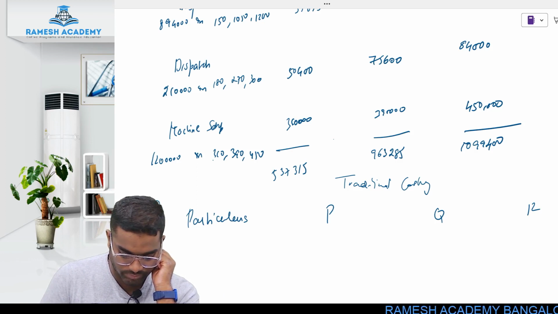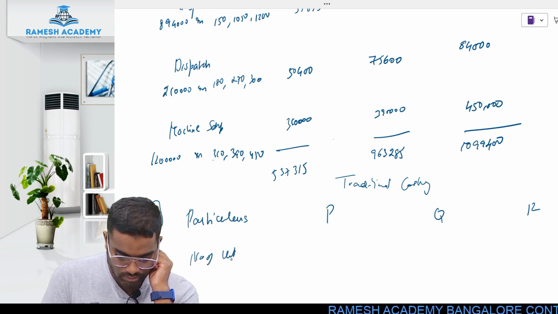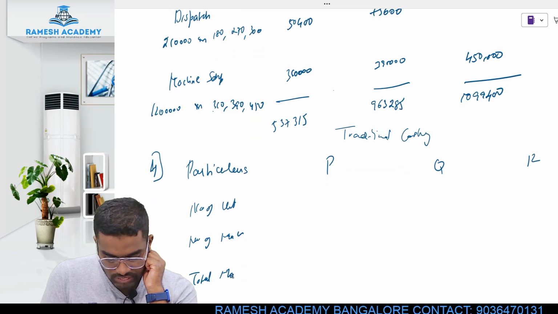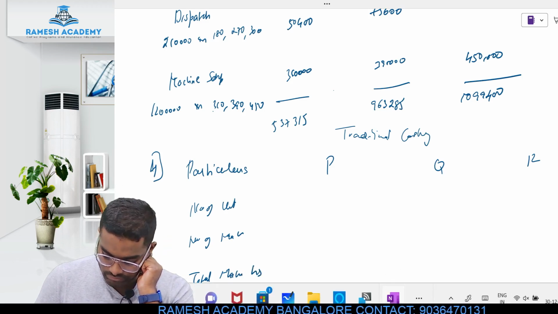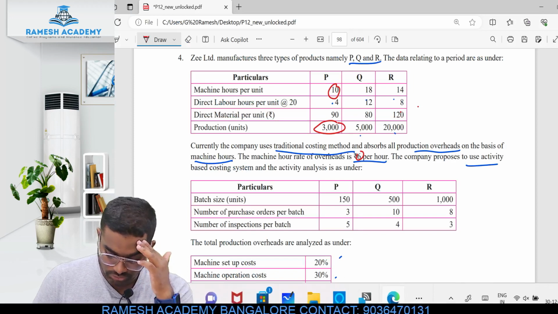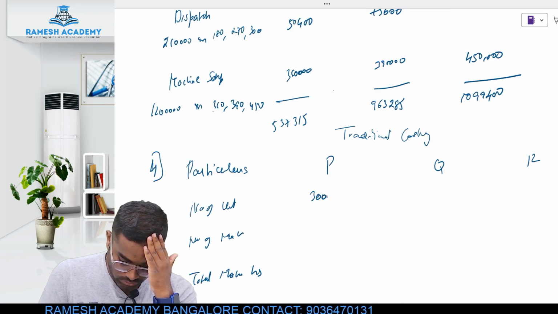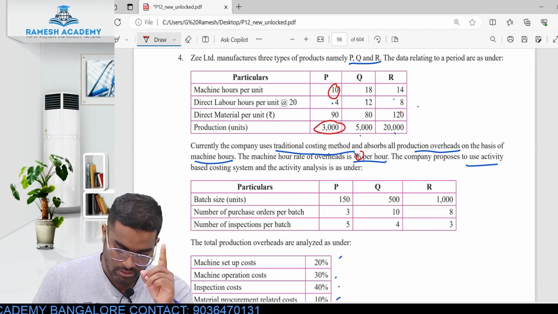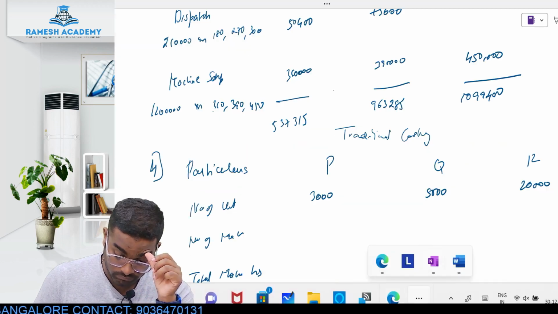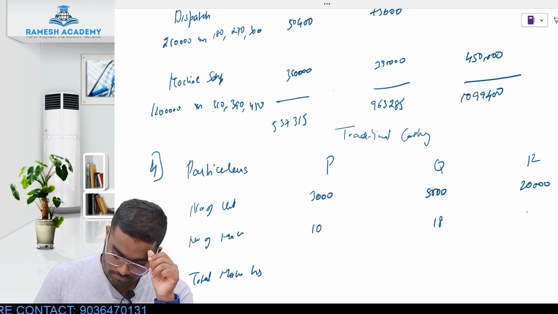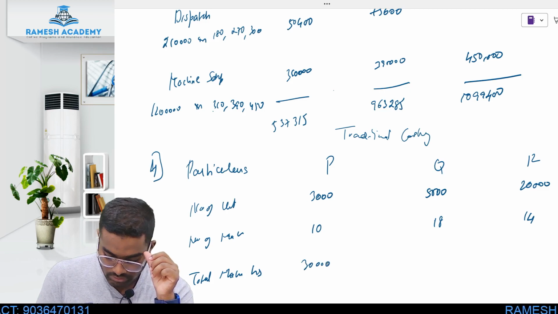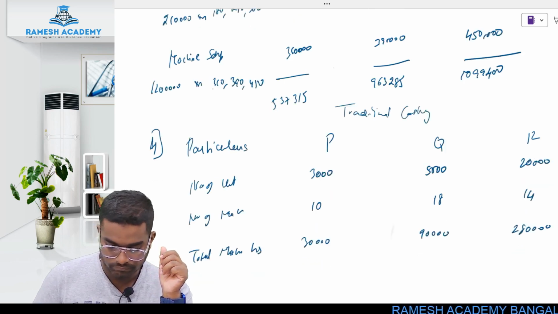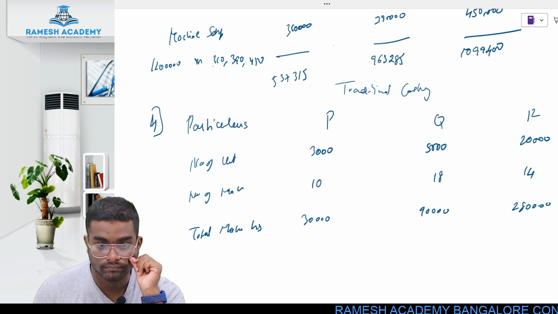First I'll write the number of units. It will be good. Number of units, and we have number of machine hours also. So then I'll get the total machine hours. So total machine hours will help me in finding the overhead. So that is the thing I am doing here. So 3000, 5000, 20,000. Machine hours is 10, 18, 14. So machine hours would be 30,000 here. Here it will be 18 5 90, 90,000 here, and 14 2 28 is 2,80,000 here.